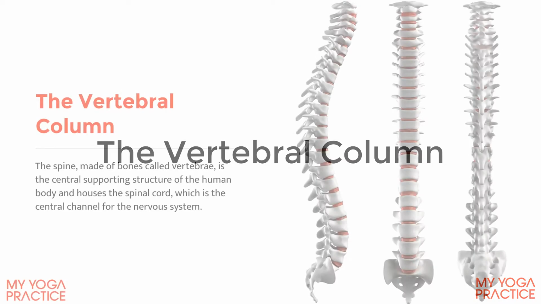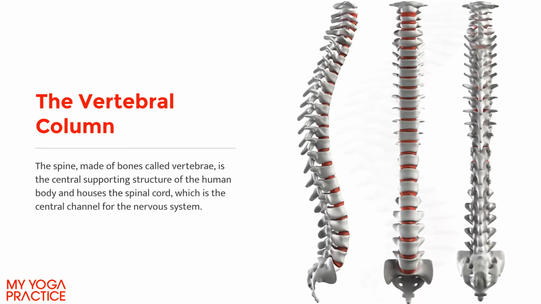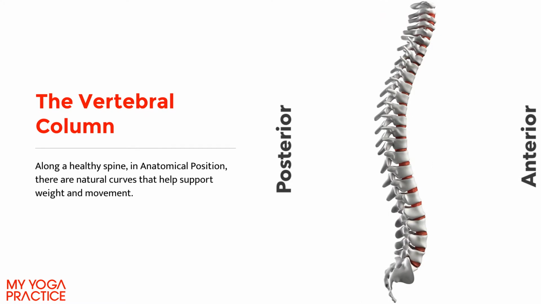Now let's look at the vertebral column, the spine. The spine is made of bones called vertebrae, and it's the central supporting structure of the human body. It houses the spinal cord, and that is the central channel for the nervous system. So it's very important. Along a healthy spine, in its neutral position, there are natural curves that help support weight and movement. And you see it pictured here.